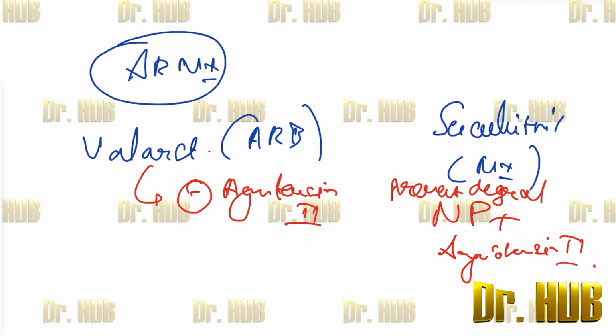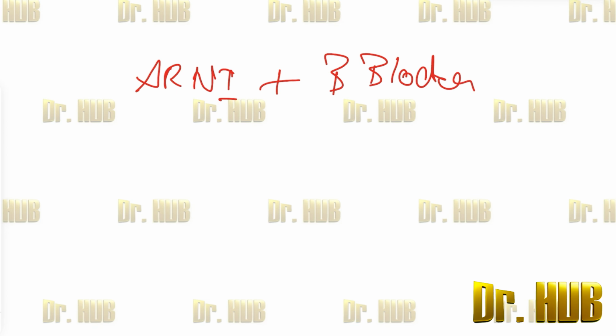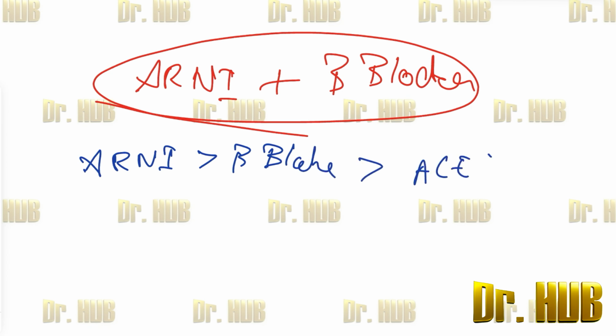So what is the primary management in all patients of heart failure? For all patients with heart failure, you administer ARNIs, as we discussed, the angiotensin receptor blocker with the neprilysin inhibitor. Along with this, you also give the beta blocker. So these two are the combination drugs in primary management. Now let's look at some specific conditions. The preferential order is ARNI greater than beta blocker, greater than ACE, greater than ARBs.